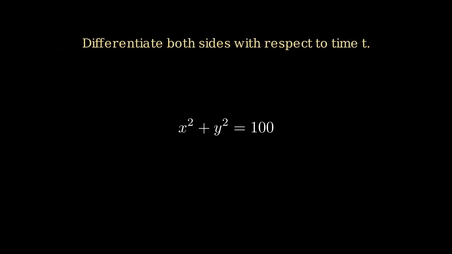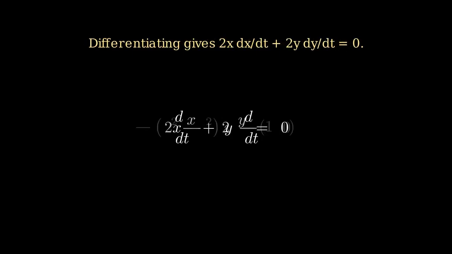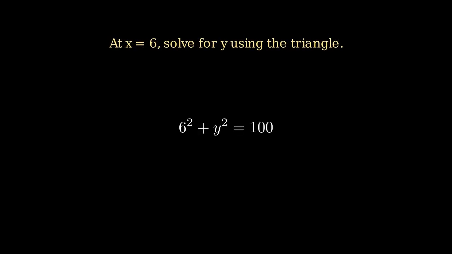Now we differentiate both sides with respect to time, t, since x and y are both changing as the ladder slides. Differentiating gives us 2x times dx/dt plus 2y times dy/dt equals 0. We need the height, y, at this exact instant. Since x equals 6 and x squared plus y squared equals 100, we solve and get y equals 8.